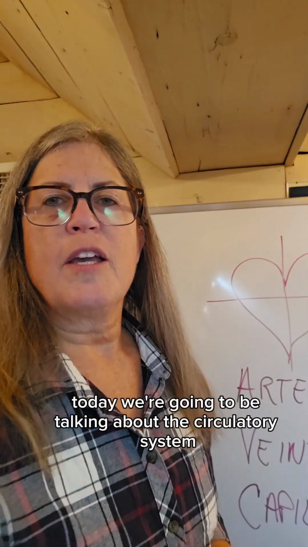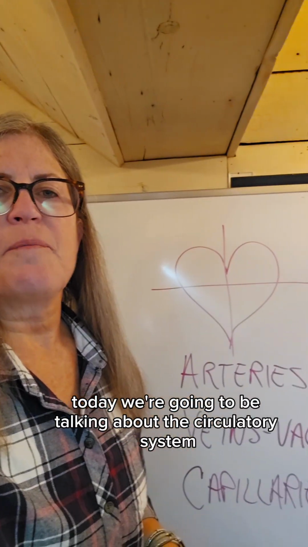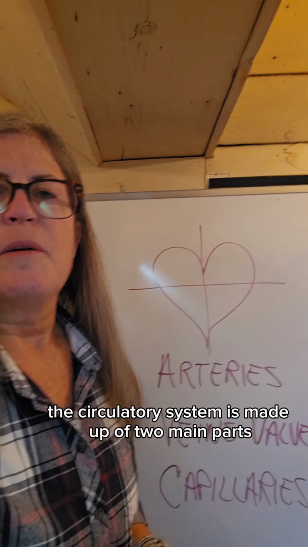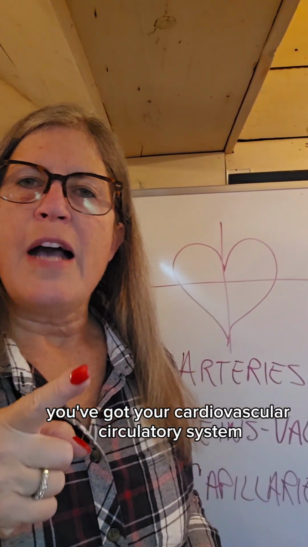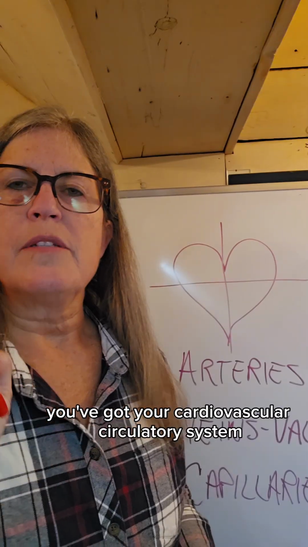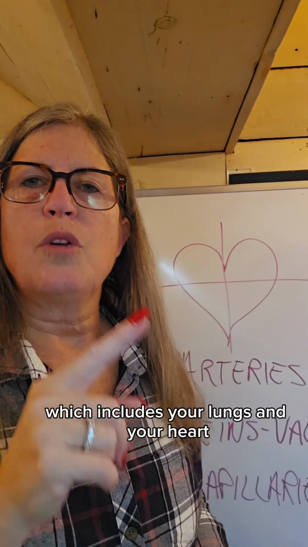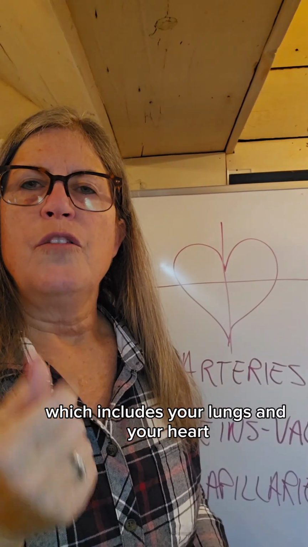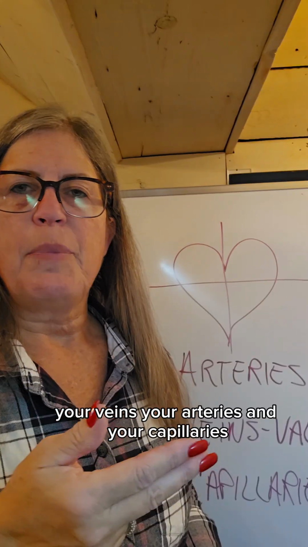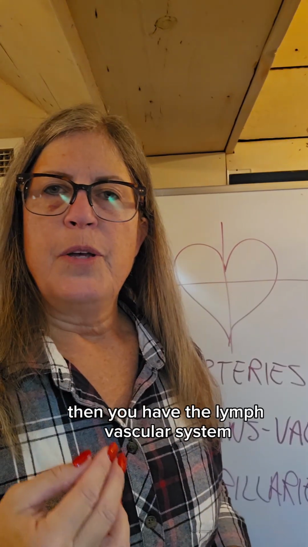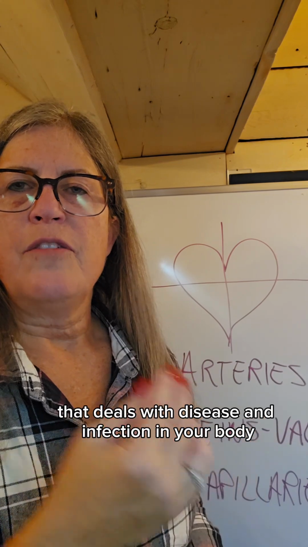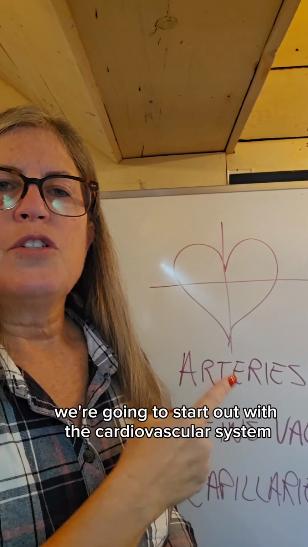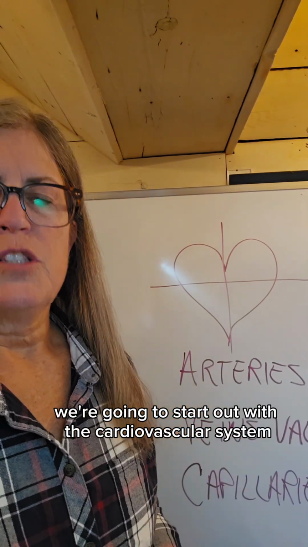Today we're going to be talking about the circulatory system. The circulatory system is made up of two main parts. You've got your cardiovascular circulatory system, which includes your lungs and your heart, your veins, your arteries, and your capillaries. And you have the lymph vascular system that deals with disease and infection in your body. I'm going to start out with the cardiovascular system.